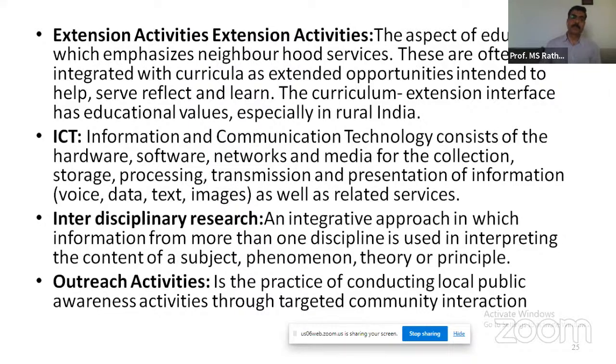ICT means information and communication technology. NAAC would like to know how efficiently the institute is able to implement ICT into the teaching learning pedagogy or the various aspects. So the digitalization would be looked into, that is how digitalized the higher education system is. Then interdisciplinary research is there, in which two disciplines are involved. Outreach activities means local public awareness activities would be known as the outreach activities.